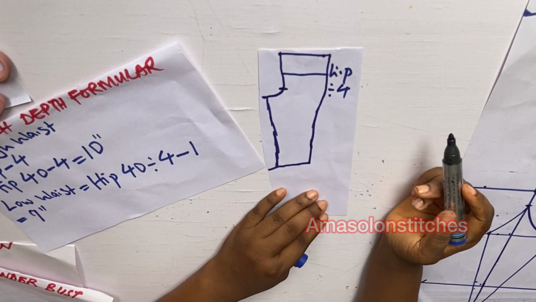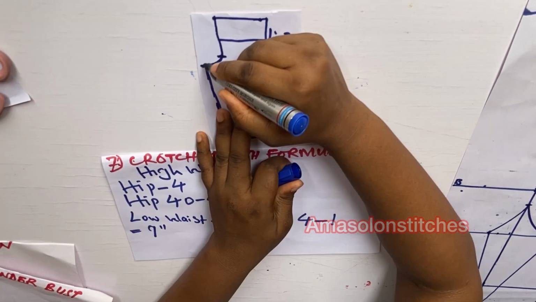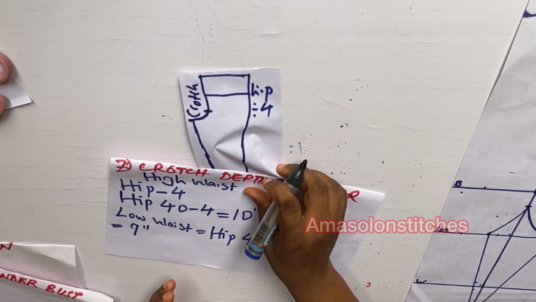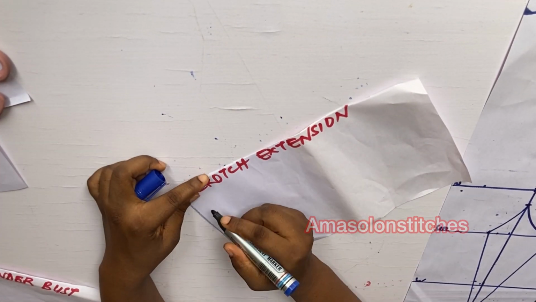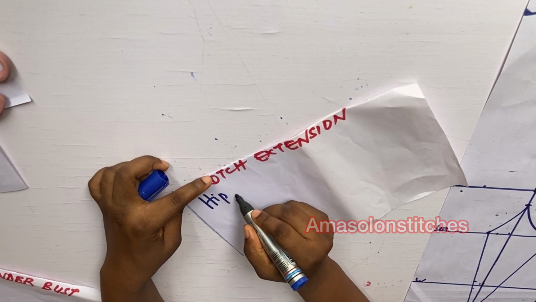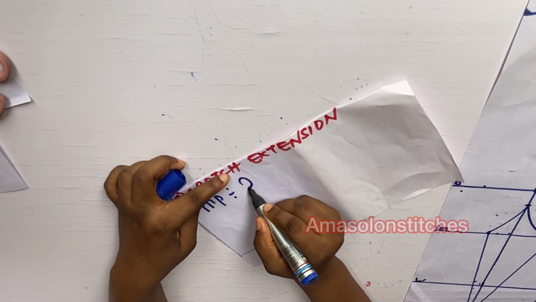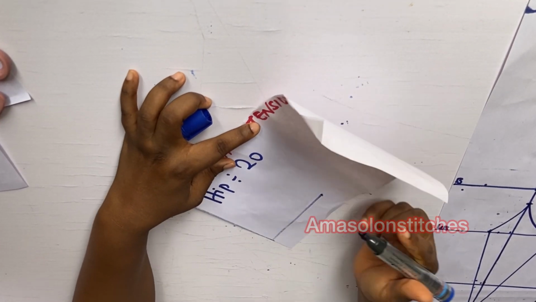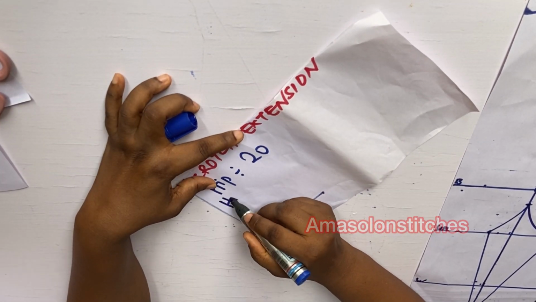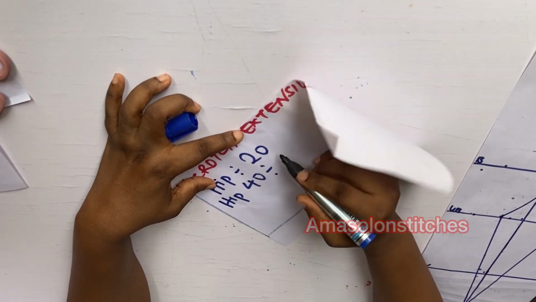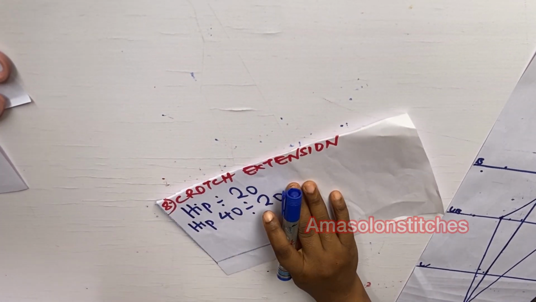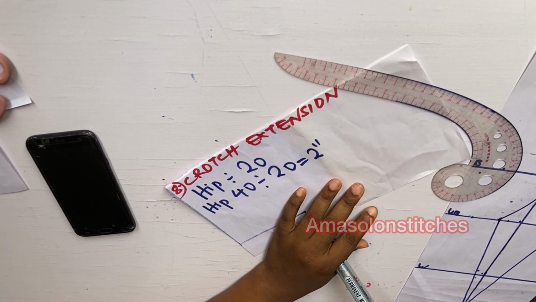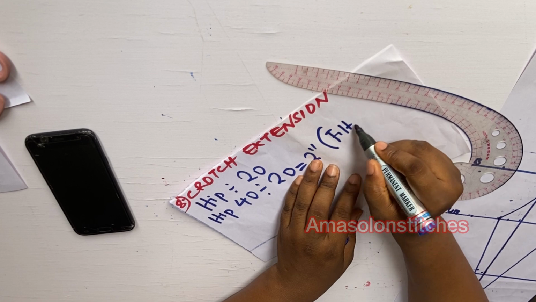In case you're wondering what I mean by crotch, the next thing we're going to work on is the crotch extension. I'm writing it so that you understand it better. This is also very, very important, because it will determine how your trouser will sit. So hip divided by 20. For the crotch extension, we're dividing the hip by 20. For the crotch depth, we divided it by 4. So hip 40 divided by 20 is going to give us 2 inches.